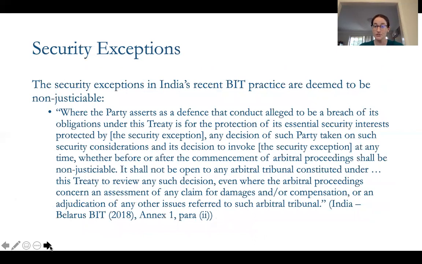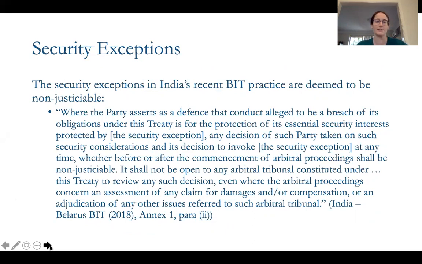When it comes to security exceptions, this is a notable aspect of India's BIT practice, where not only do they include strong security exceptions which use self-judging language like any measure a state considers necessary. That's quite common for many countries. Where India takes it a step further is to have annexes on these agreements that deem the use of the security exception as non-justiciable.